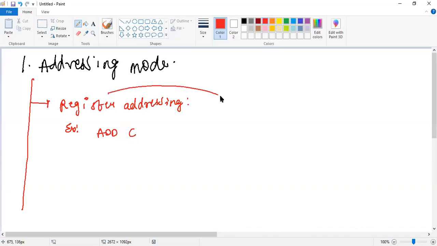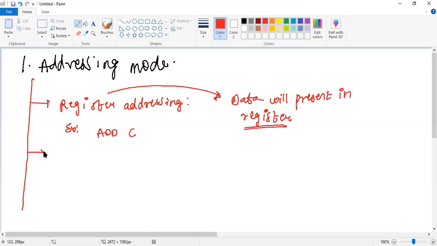In register addressing mode, your data will be present in a register. Okay. Now, what is a register? I will let you know within a minute. As of now, just keep this in mind. In register addressing mode, your data will be present in where? Register.